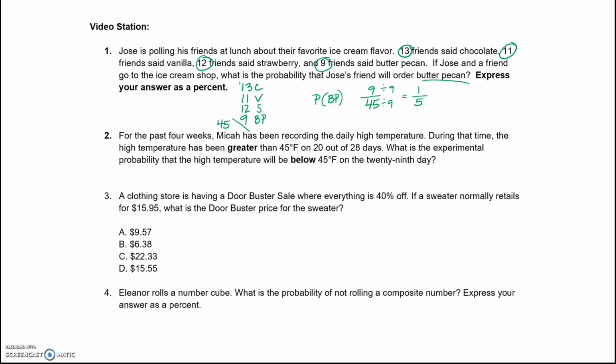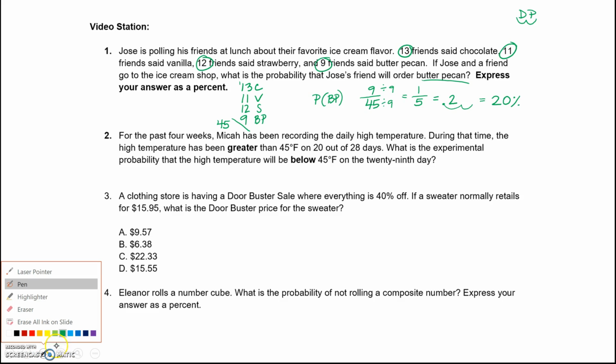So thinking back to all those fraction decimal quizzes, I know 1/5, so I think about 20s, right? Like 20, 40, 60, 80, 100. So 1/5 is 0.2. To go from a decimal to percent, we think about Dr Pepper, I have to go 2 places to the right. So it equals 20%. So it's a 20% chance that the friend that goes with him will choose butter pecan.